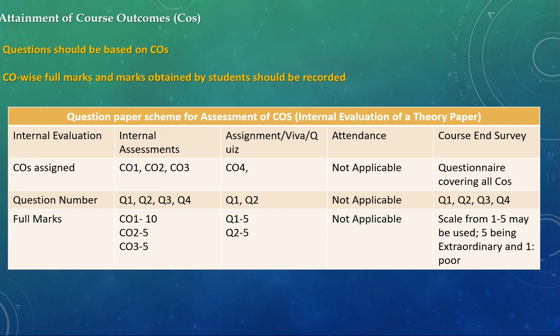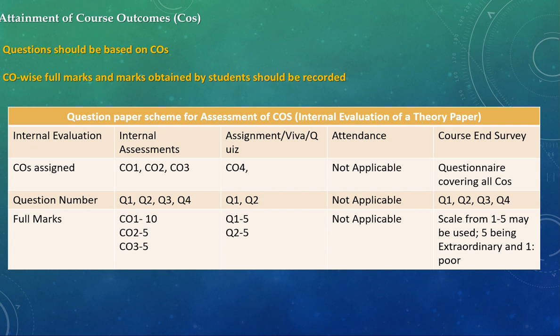Here, a theory paper has been given as the example, where the internal evaluation has been subdivided into internal assessment, assignment, viva, quiz, attendance, and course end survey. So these are the components of the internal evaluation process. And the teacher has to assign some COs to the components. For example, I have shown that in the internal assessments, CO1, CO2, CO3 have been assigned, and for assignment, CO4 has been selected.